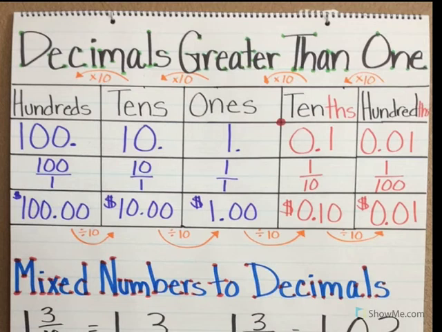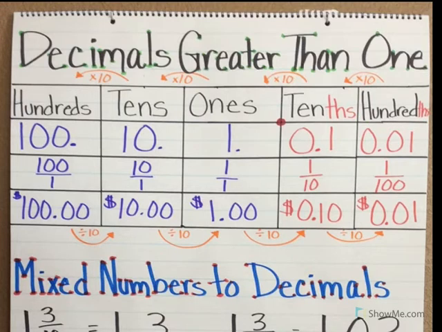We're going to start by looking at our anchor chart. In this picture, we have our place value chart. We have the hundreds, tens, ones, and then our decimal places, tenths and hundredths.